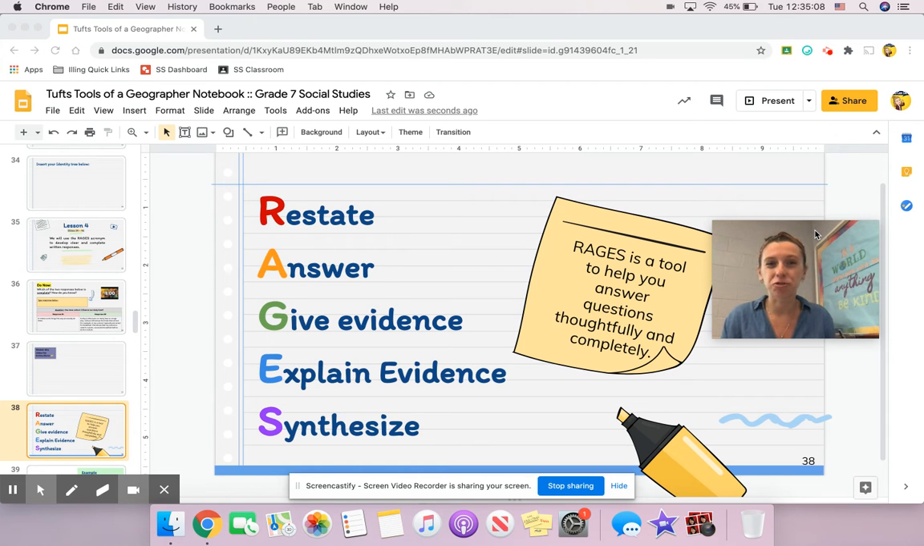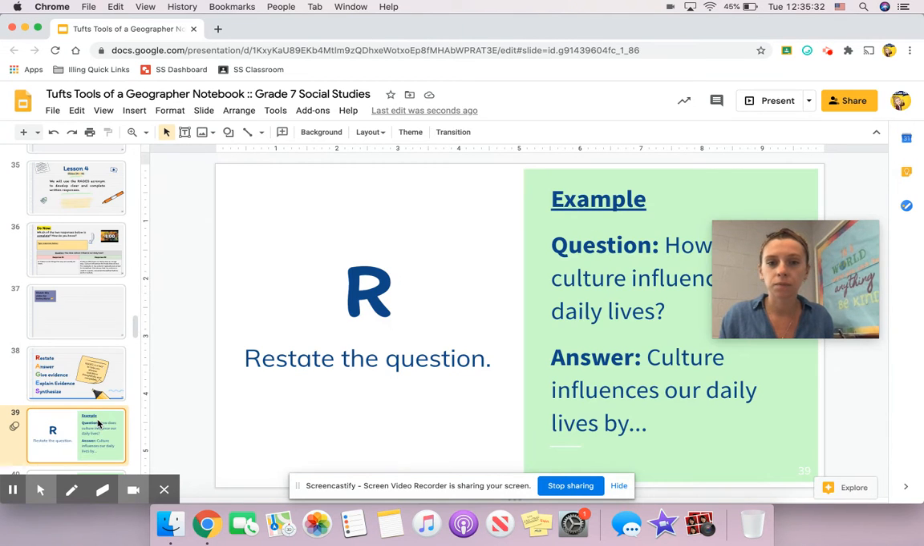Okay, let's talk about RAGES. RAGES is a tool that we will use all year in social studies to help us answer questions thoughtfully and completely. RAGES is an acronym that stands for restate the question, answer the question, give evidence, explain evidence, and synthesize. I'm going to walk you through each of these steps, and once we've done that, you will write a RAGES response. So on the next slide, let's start with R.